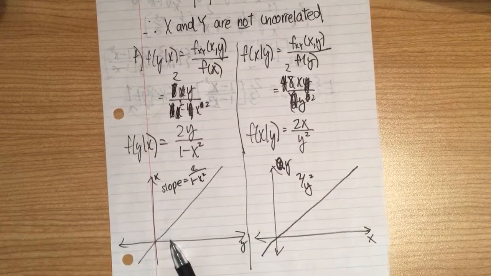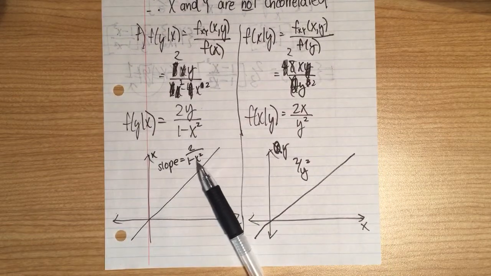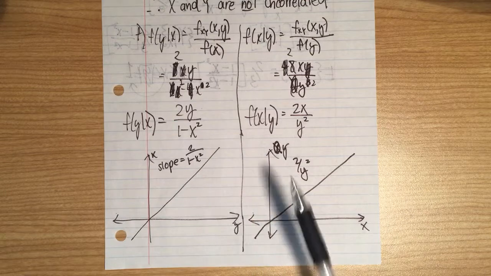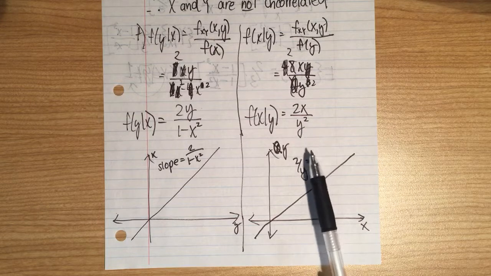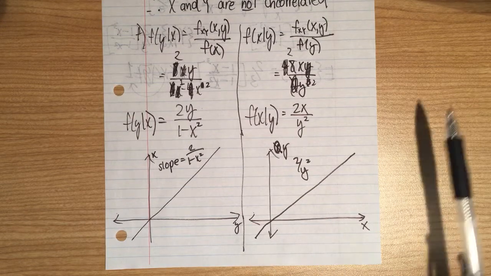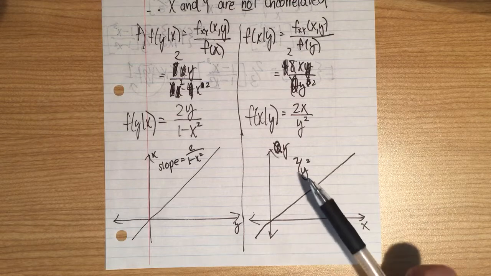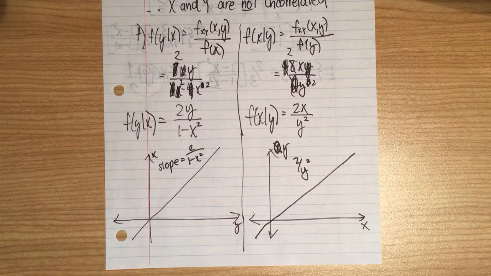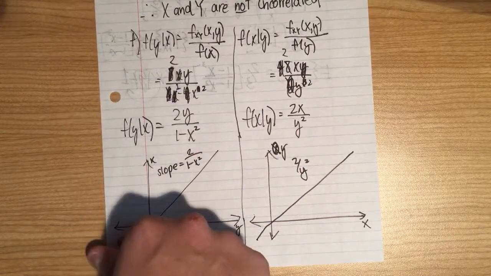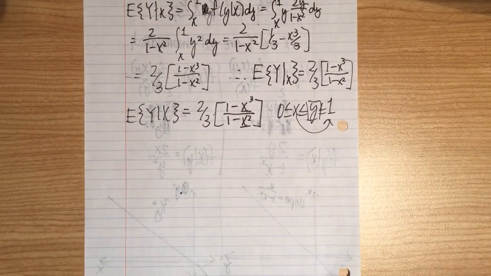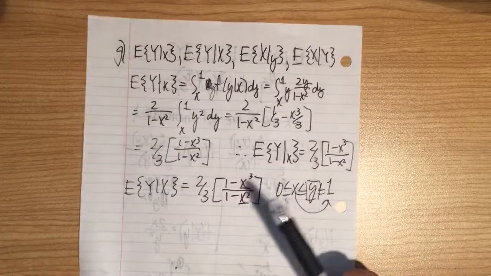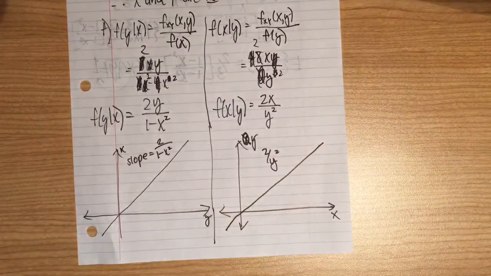This is a line on a fixed x graph, and the slope is 2 over 1 minus x squared. Here we have f of x given y is 2x over y squared. Again, the graph of this is a line, and the slope is 2 over y squared on a fixed y graph. All right, so that's F. Now we work on G. Okay, G, we're trying to find the expected. Here, let me show you F again, just in case I might have glanced over it real quick. Sorry, there you go. All right.